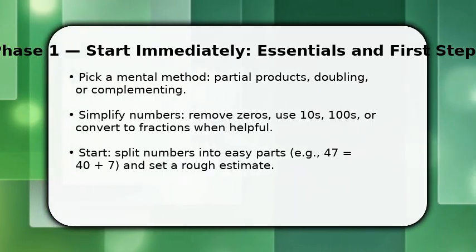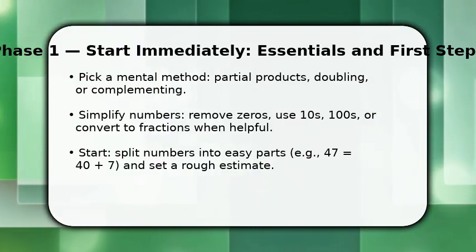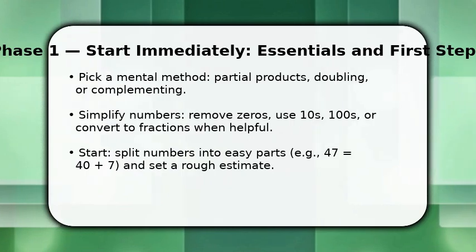Once done, form a clear plan: which chunk pairs you will multiply first and which you will combine later. Make sure to keep a running estimate to catch errors early and to guide mental rounding.